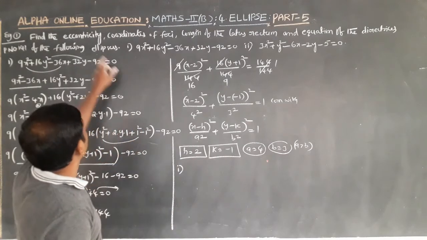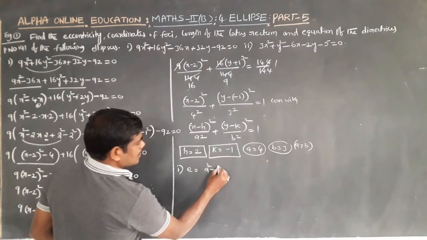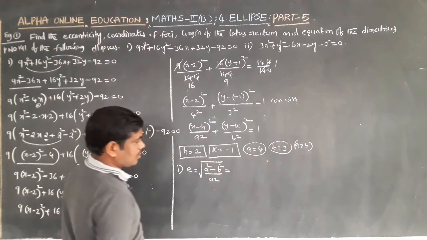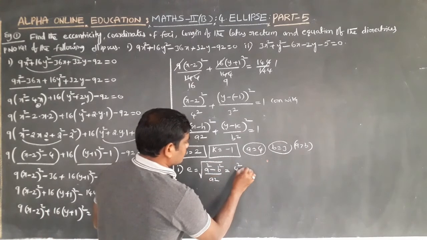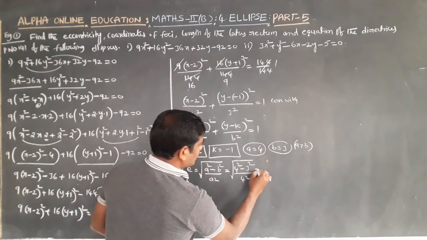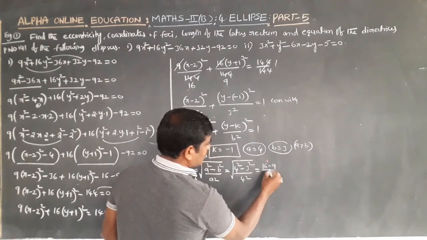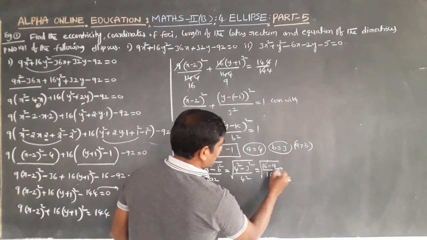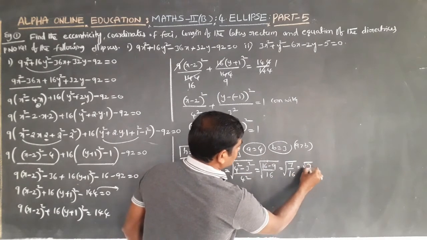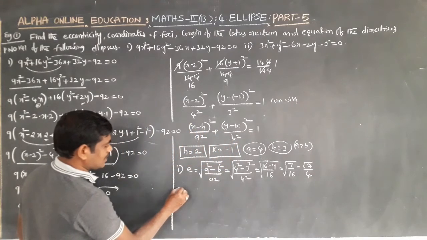First one is find the eccentricity. e is equal to under root of a square minus b square by a square. a square is 4 square, b square is 3 square, a square is 4 square. 4 square is 16, 3 square is 9, 4 square is 16. 16 minus 9 is 7 by 16. So root 7 by 4 is the eccentricity.